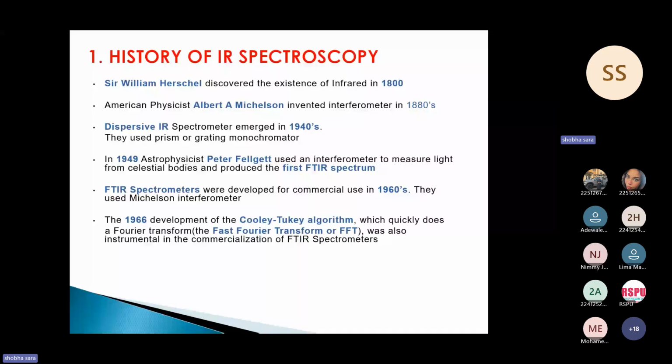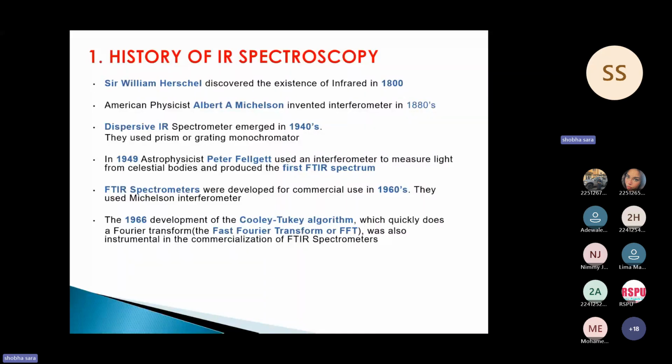Then, as usual, they started the experiments. They began to pass this light through samples: gases, liquids, solids. After certain experiments, it was just the beginning, but they noticed that some of the light was missing. That was the first clue that they got.